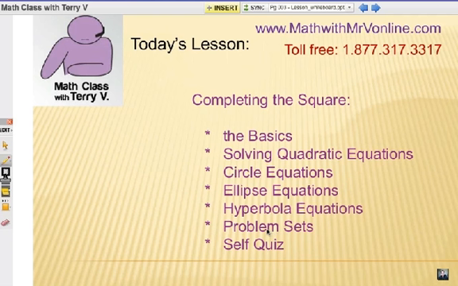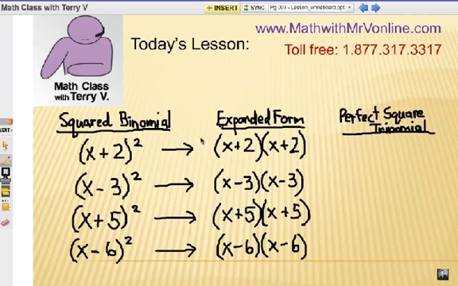So look for those problem sets where you can just practice some of the things I'm going to show you. And at the end, there's going to be 1 or 2 self-quizzes to test yourself and see how you did. All right, completing the square. What the heck is that?